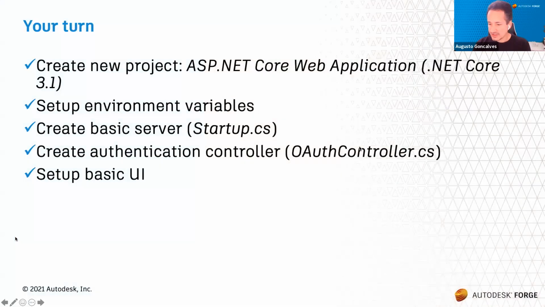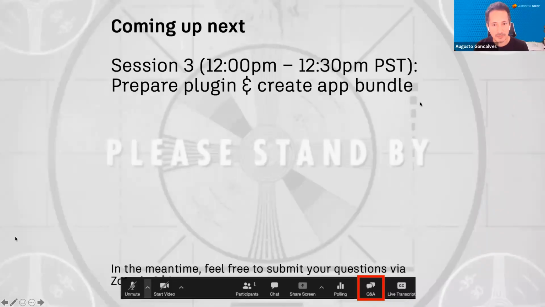Okay, so now it's your turn to create the application. Let's see here. To create the project, set up the environment variables, server and OAuth controller, and the basic UI. There's a lot to do, and you have around 1 hour and 40 minutes to complete this, and we check in again at 12 p.m. Pacific time in 1 hour and 40 minutes.